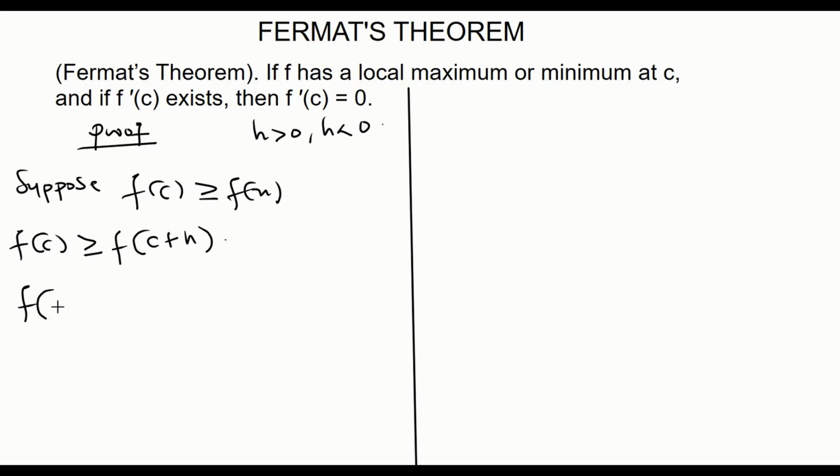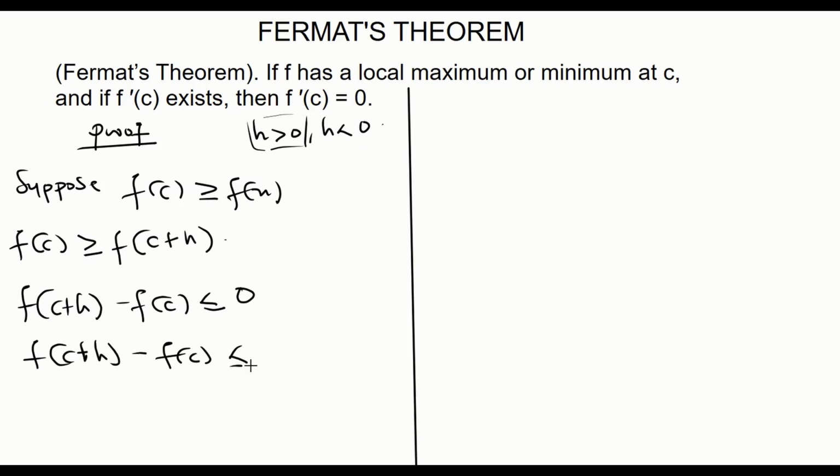We are going to have the function at c plus h minus the function at c will definitely be less than or equal to 0. So as we have this, let's consider h being greater than 0, which means that we are taking this part where my h is greater than 0. Then let's divide through by my h. Dividing through by h, I'm having the function at c plus h minus the function at c, which is less than or equal to 0, all divided by h. This as well divided by h.